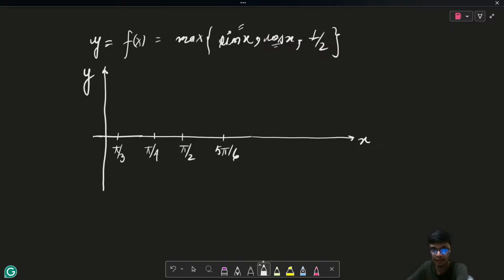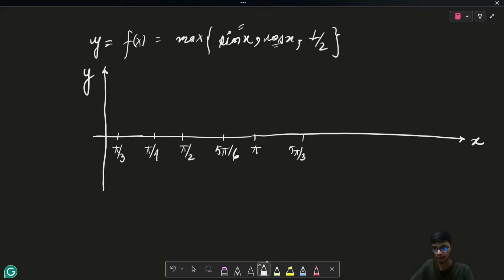Similarly, at pi by 3 also sin x is equal to half, right? So I'm trying to mark all those values, and similarly pi, and we'll have another 5 pi upon 3, right? 5 pi upon 3, and at the end we will have 2 pi, right? So these are all the intervals that I need to be careful about, right?